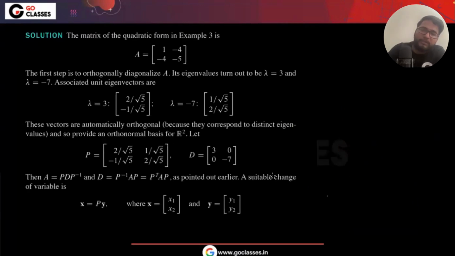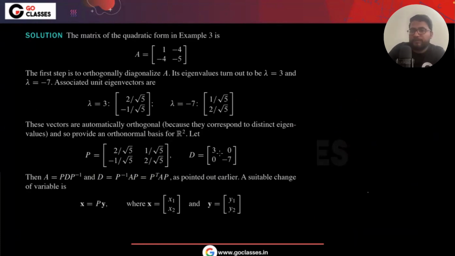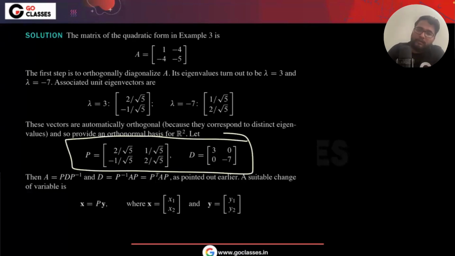So basically, if you find out the eigenvalues and eigenvectors, then this is P and this is D. This is P and this is D, which means D will be the diagonal matrix of eigenvalues and P is the matrix of eigenvectors. Do you remember this? How to find this P and D using the eigenvalue decomposition.